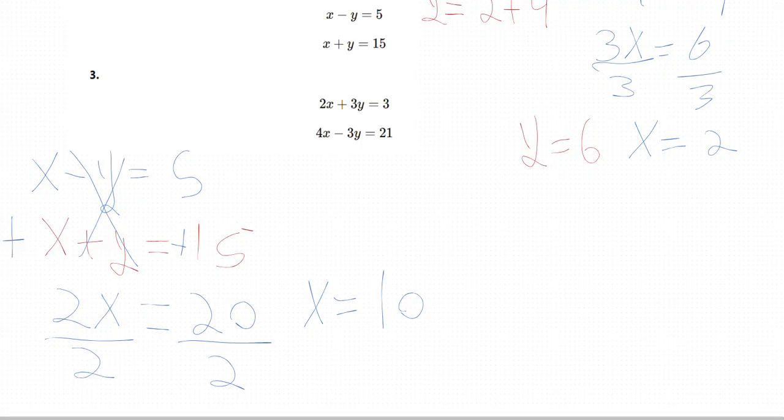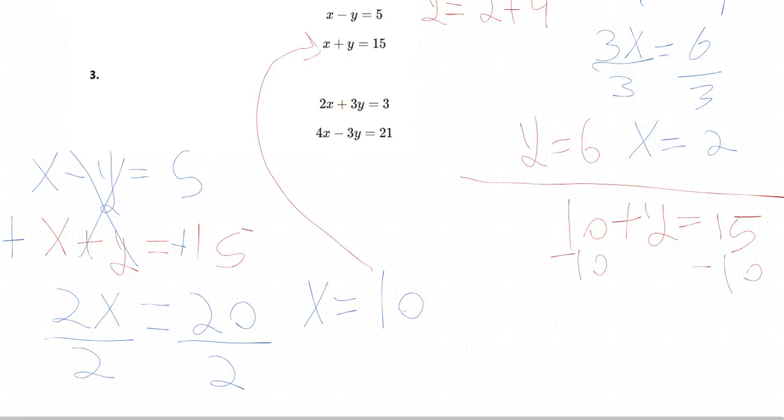Alright, now we'll substitute this 10 back in there, and what we'll get is, just mark that out so you know I'm not working on that. 10 plus y equals 15. So we subtract 10 from both sides, and we get y equals 5. Alright, so the solution to question number 2 is x equals 10, y equals 5.